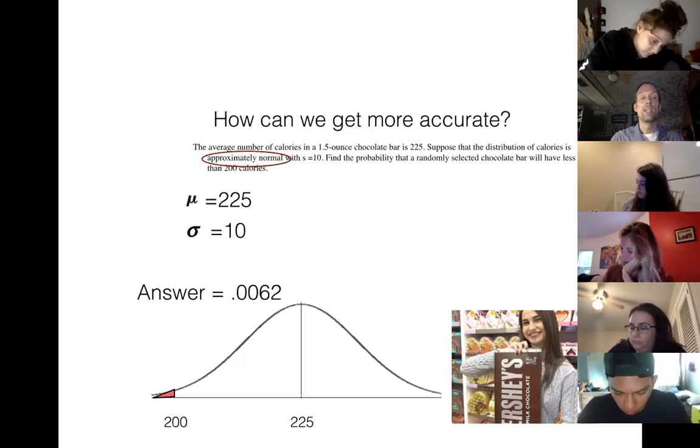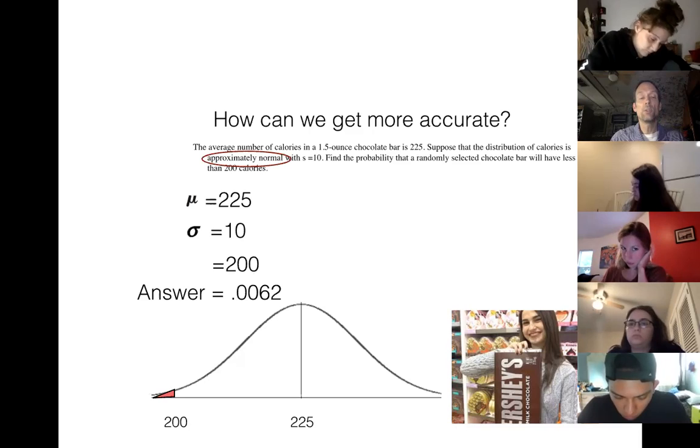They told us the population average of 225. We're going to write that down. We're going to indicate that the sigma was 10. That's our population standard deviation. And we're also going to write down that the 200, we're going to call that our X value.